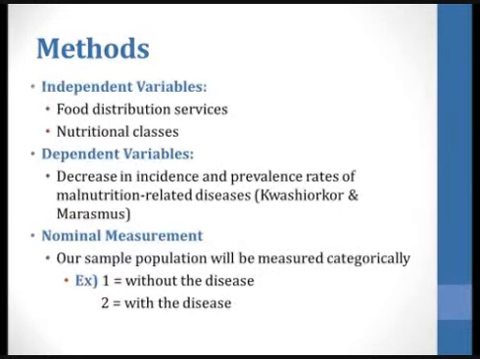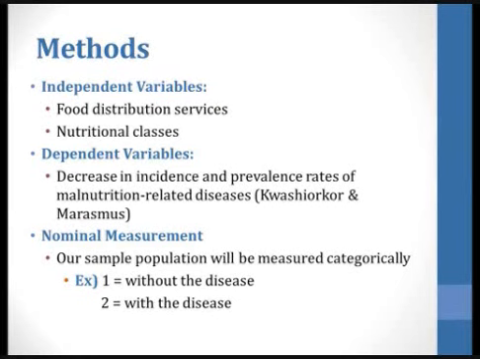Our program relied upon two independent variables that we anticipated would influence the desired outcome within our target population. The first variable is conveniently located food distribution centers that would mitigate the prevalence of malnutrition-related diseases. And our second variable, implementing nutritional classes, would impart behavioral skills to gain and maintain the proper diet within our target population. Consequently, these steps lead us to the dependent variable of decreased incidence and prevalence rates of malnutrition-related diseases, kwashiorkor, and marasmus.